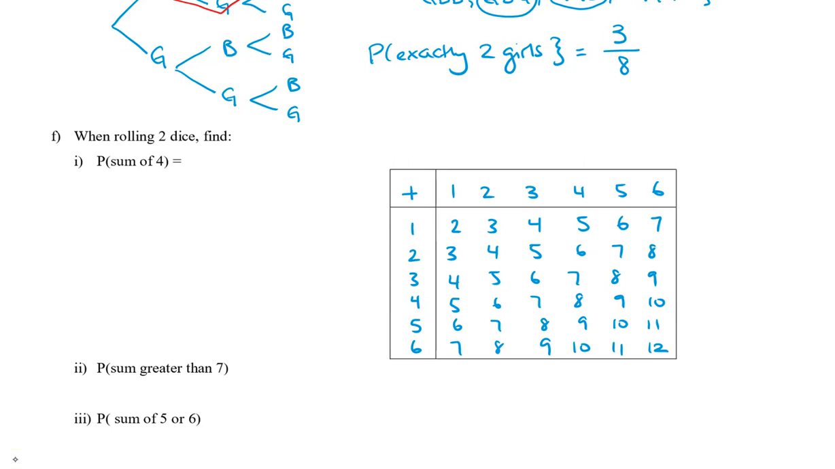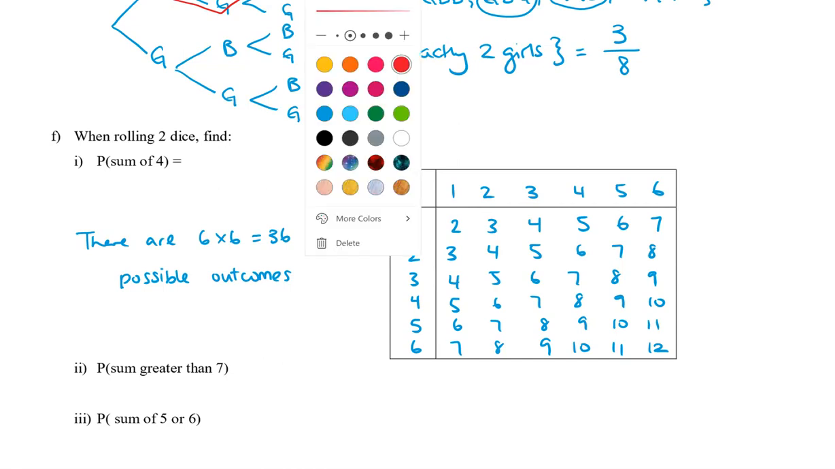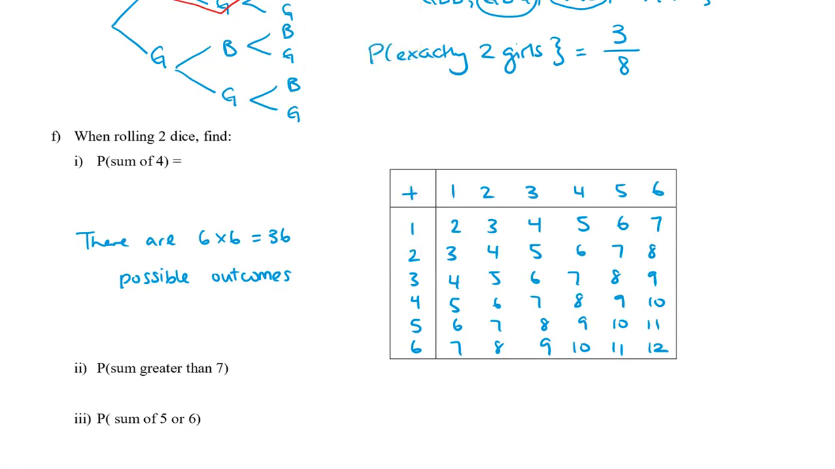All right, from our table that I've now finished, there are a total of 6 times 6 equals 36 possible outcomes. So what is the probability that we have a sum of 4? Well, we can see that here there are 3 4s out of a total of 36, which reduces to 1 out of 12.